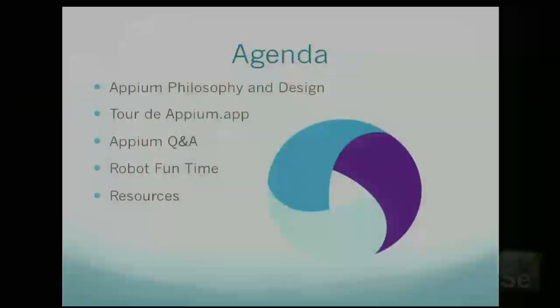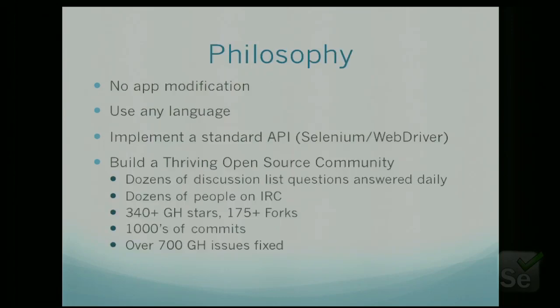So today we're going to talk about a few different things. We'll talk about the architecture and design of Appium. We'll give a tour of the .app, which I like because it makes it really accessible to automate mobile. We'll do a little Q&A, a little robot fun time, and then give you some links if you want to learn some more.